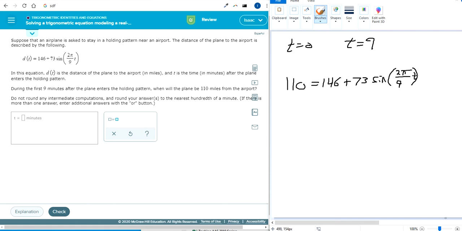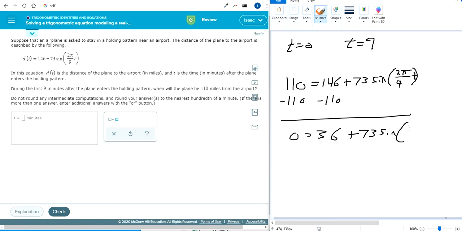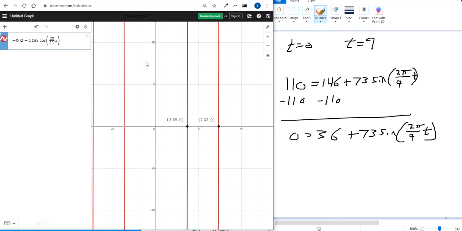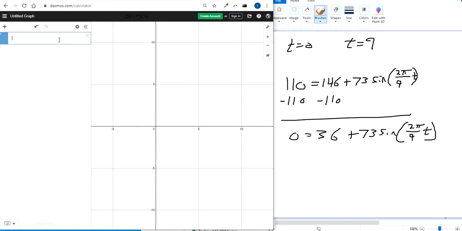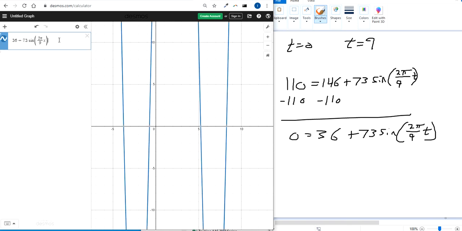And since this video is using a graphing calculator, we're going to subtract 110 from both sides. So we get 0 equals 36 plus 73 sine 2 pi over 9t. And so that's what we can punch into Desmos. Just instead of t, we put x, right? That's a sine, not 5. 2 pi divided by 9, and then we multiply that by our domain, by x.